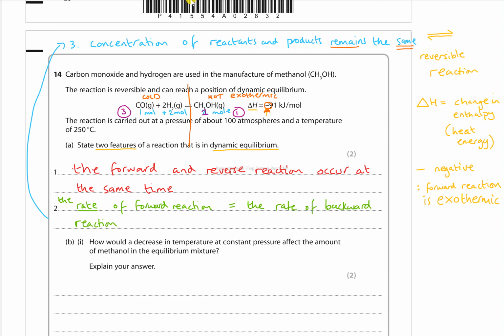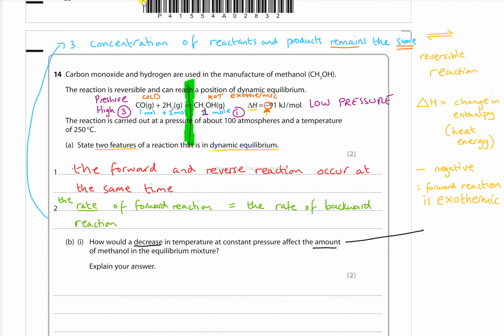This has got more moles or more particles flying about, so it's got a higher pressure. This side will therefore be low pressure. So just bear that in mind. We've split the thing into products and reactants. It's a bit busy, but let's have a look. How would a decrease in temperature affect the amount of methanol in the equilibrium mixture?